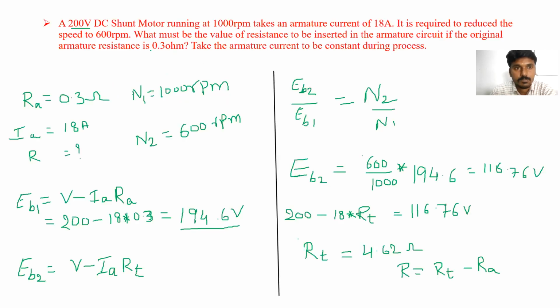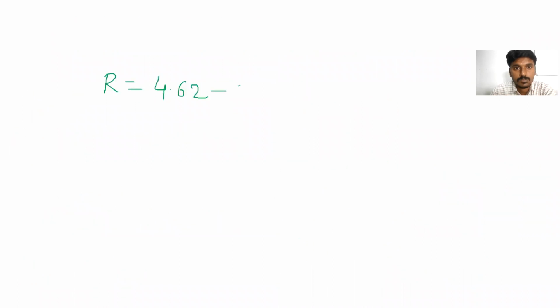So what is the value of this one? R is equal to, what is the value of RT? 4.62 minus, what is the value of RA? 0.3. So can you tell the value of this one? R is equal to 4.32 ohms, right? Is it right?